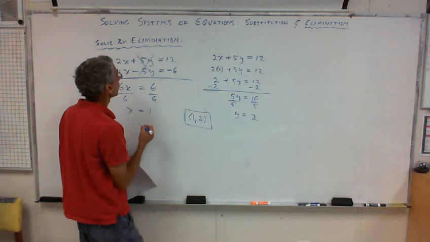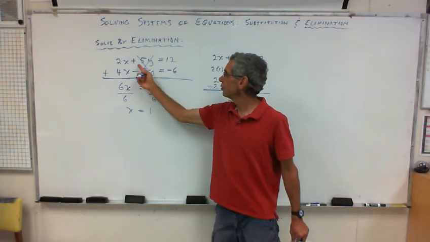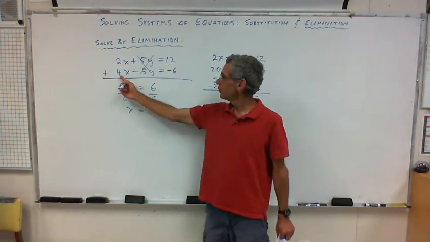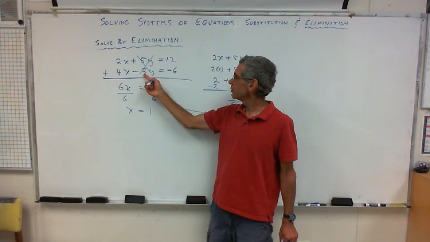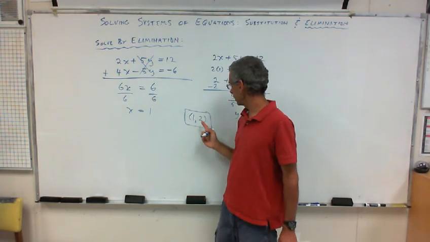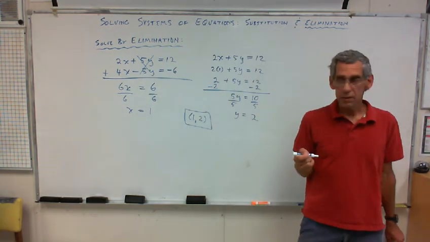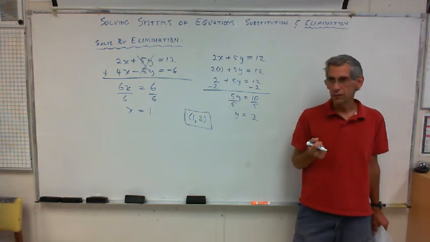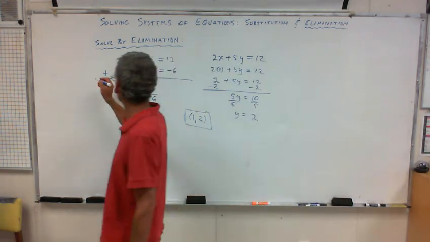And as Nate said, I could easily check these. 2 times 1 is 2, plus 5 times 2 is 10. 2 plus 10 is 12. Yes. 4 times 1 is 4, minus 5 times 2, so 4 minus 10 is negative 6. That's correct. Elimination is fun. I always find it easier than substitution, and very useful. So this is our first example.